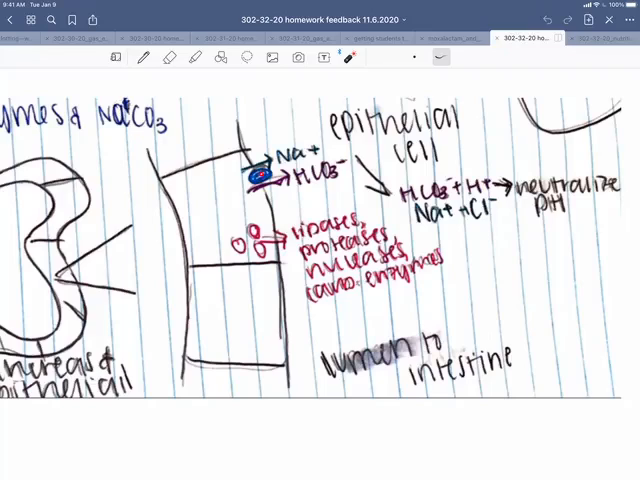But if you think about it, that's a secondary active transporter. It won't go that way. What actually happens is that it's this way. The sodium and the bicarbonate are transported this way. So let me go ahead and draw that in.